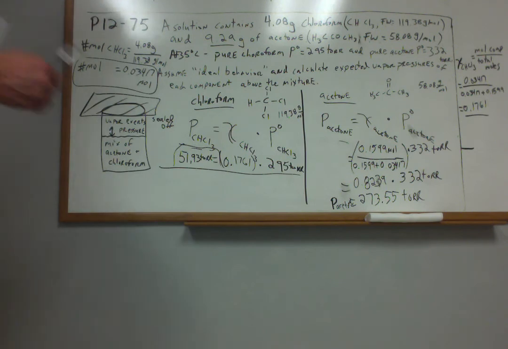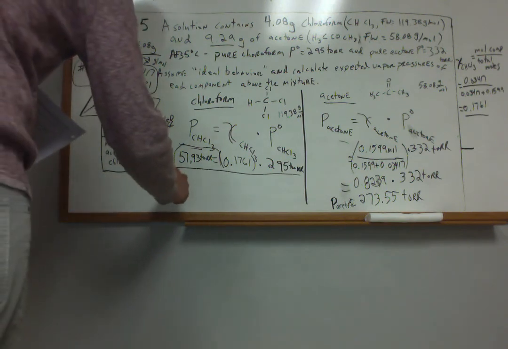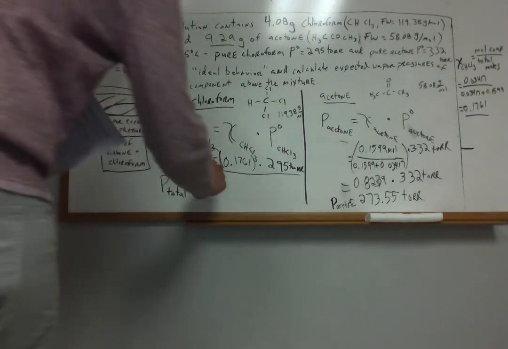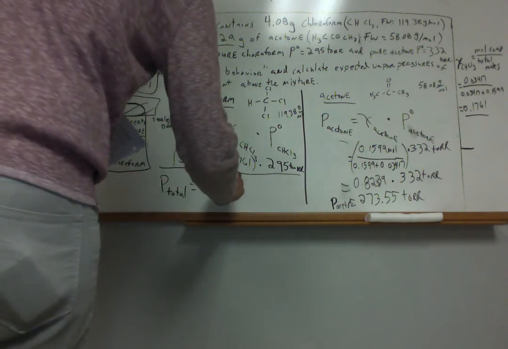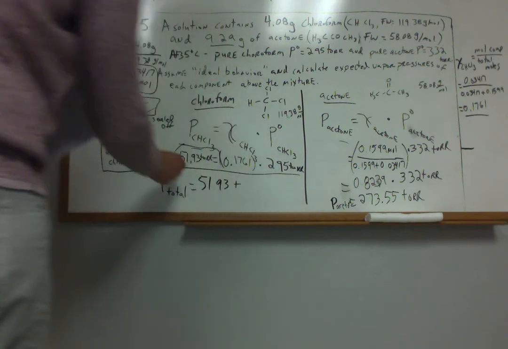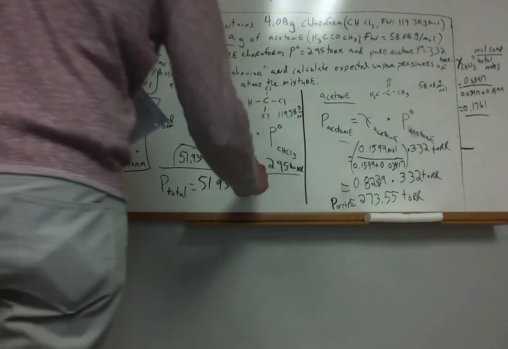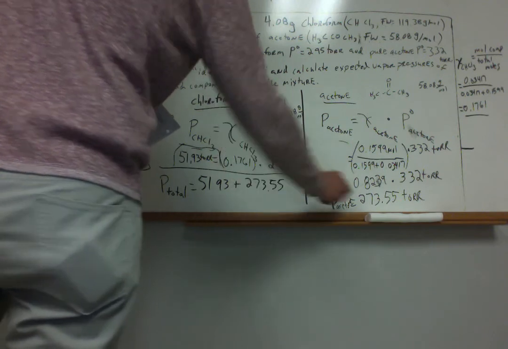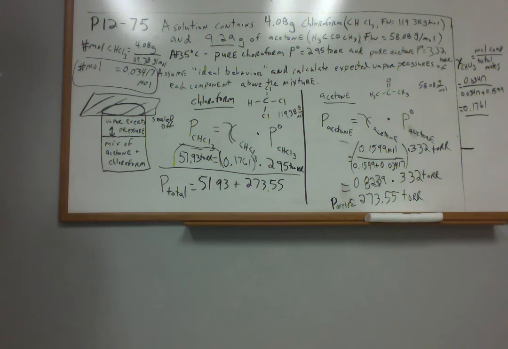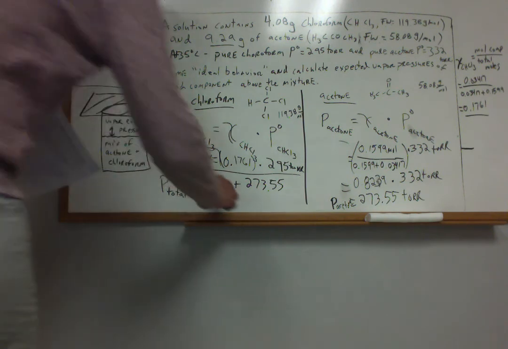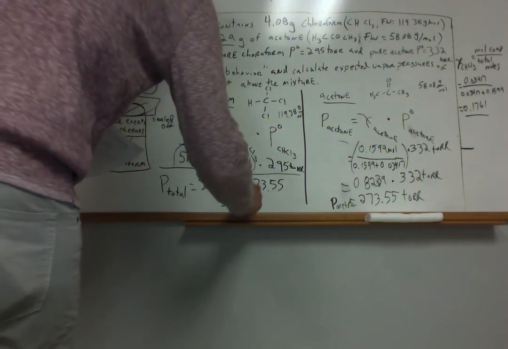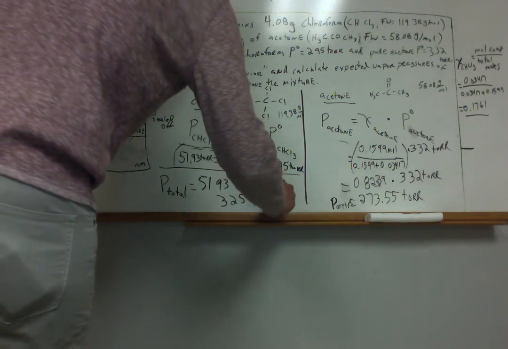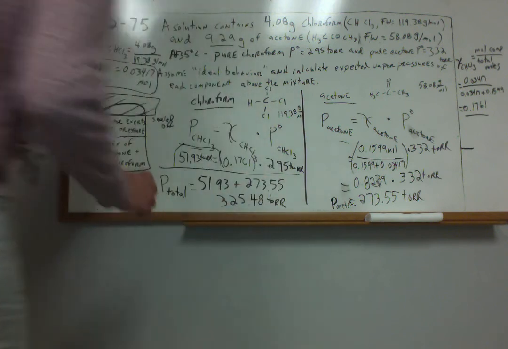The question also asks, what is the total pressure of both components? That's pretty easy. All we have to do to solve for that is add them together. So 51.93 is from our chloroform, 273.55 is from our second component, the acetone. Okay, so if we add them together, total pressure is 325.48 torr, being the unit, which is the pressure unit. Okay?